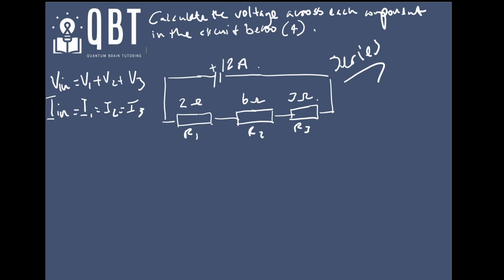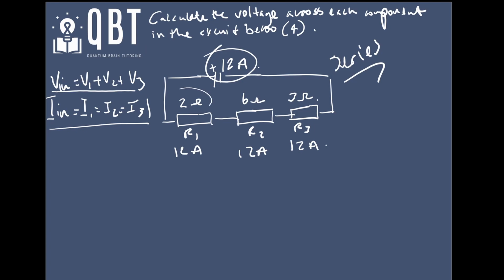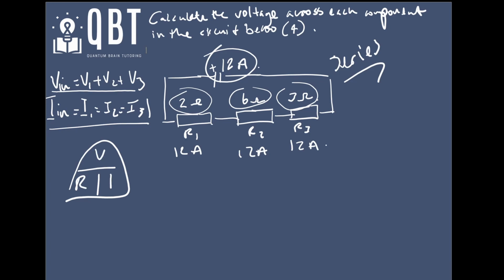Let's start here. We know that the current leaving the battery is 12 amps. And we also know that in a series circuit, the current across each component is equal, which means that the current across R1 is 12 amps, and it's also 12 amps in R2, and it's also 12 amps in R3. And we also have the resistance of each resistor. Using our equation here, we can use this to calculate the voltage because V is equal to IR.